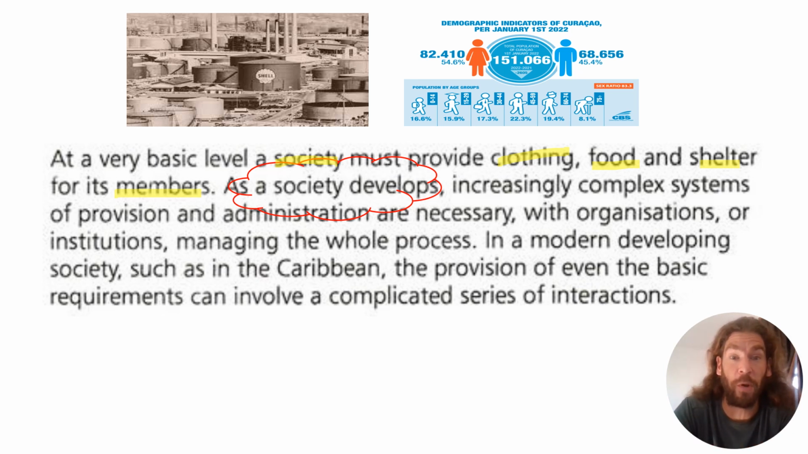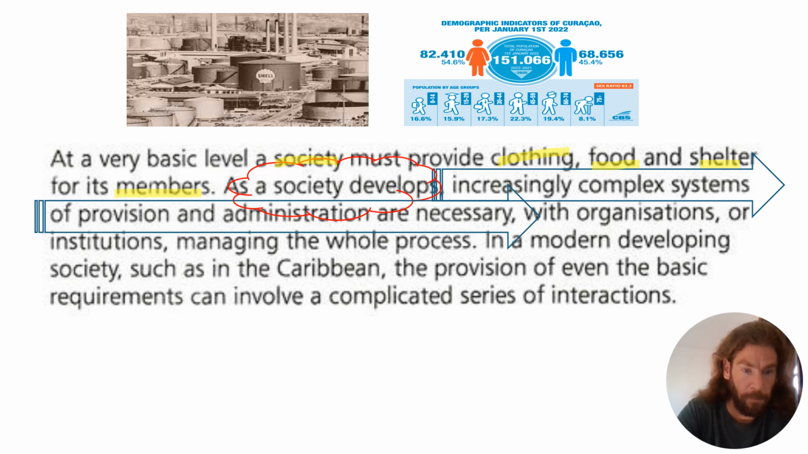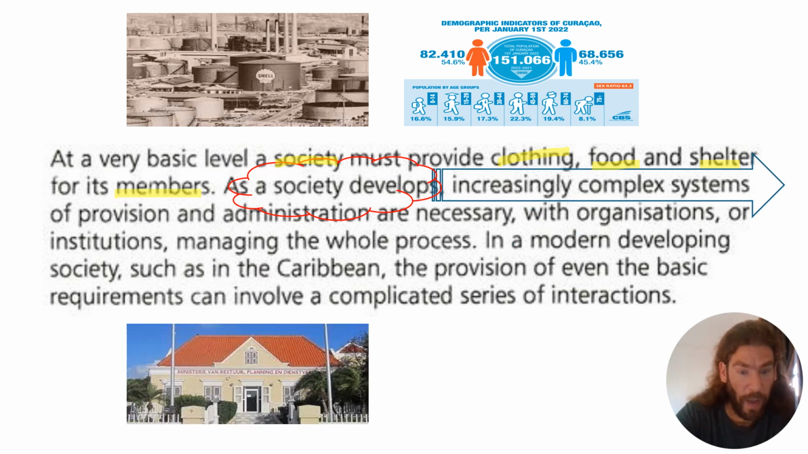So as a society develops, for instance because it becomes more industrialized, increasingly complex systems of provision and administration are necessary. As the population grows to more than 150,000, because it industrializes, because of, for instance, the oil refinery that you can see in the corner over there, increasingly complex systems of provision and administration are necessary. In other words, as a society develops, it becomes more complicated. Just keeping track of the numbers, who's getting what, just administrating it, just providing it, makes the society more complex, with organizations and institutions managing the whole process.